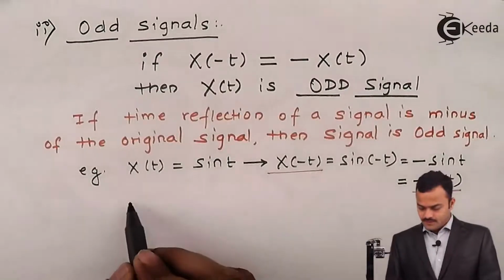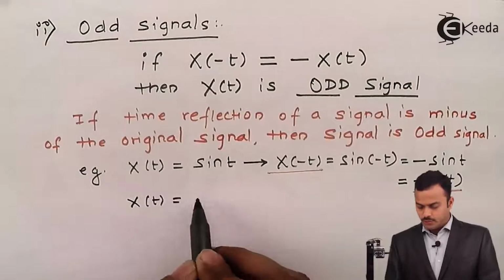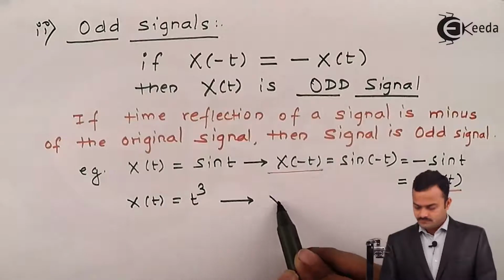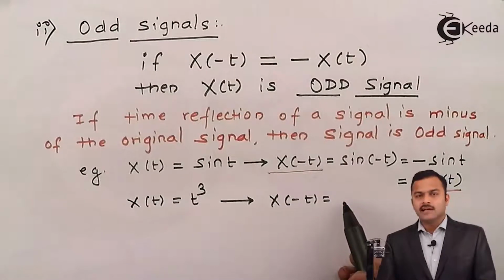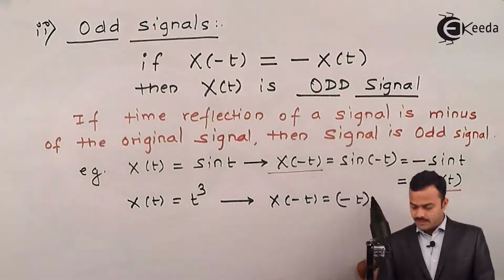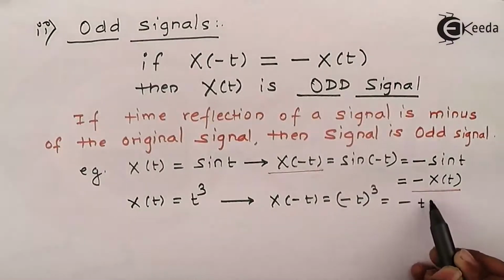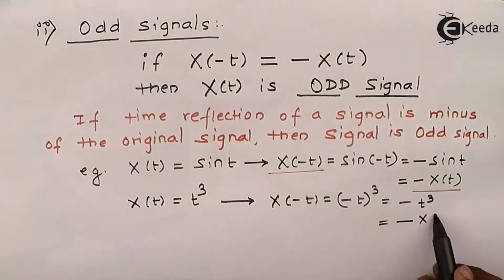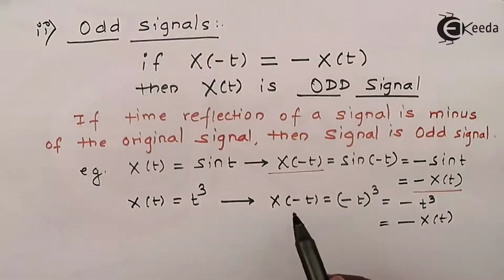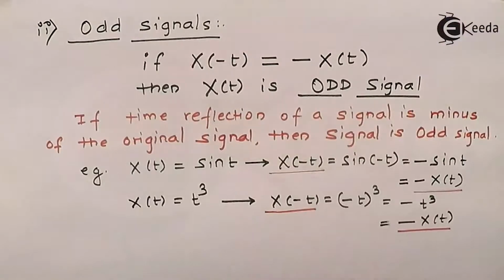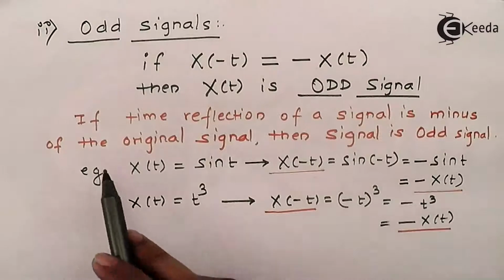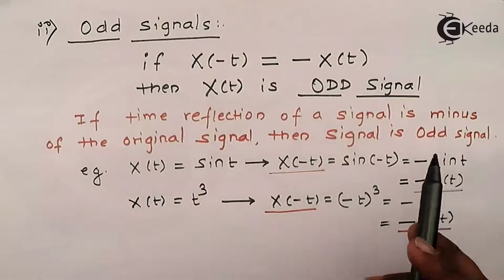Another example is x of t equal to t cube. Let's replace t by minus t to get x of minus t as minus t bracket cube. In the end, it is minus t cube. T cube is x of t, so I can say x of minus t is minus x of t. So here also we got x of minus t as minus x of t. So it is proven that if time reflection of a signal is negative, or you can say minus of the original signal, then the signal is an odd signal.